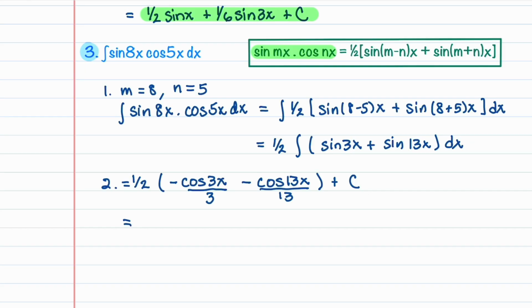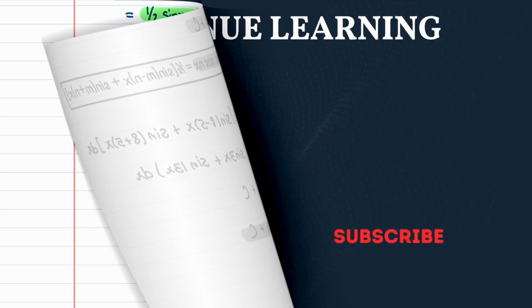For the final answer, I'm going to multiply the 1/2 through. So this gives us a minus 1/6 cosine 3x minus 1 over 26 times cosine 13x. And then we have our plus c. And there's our answer. And that's it.